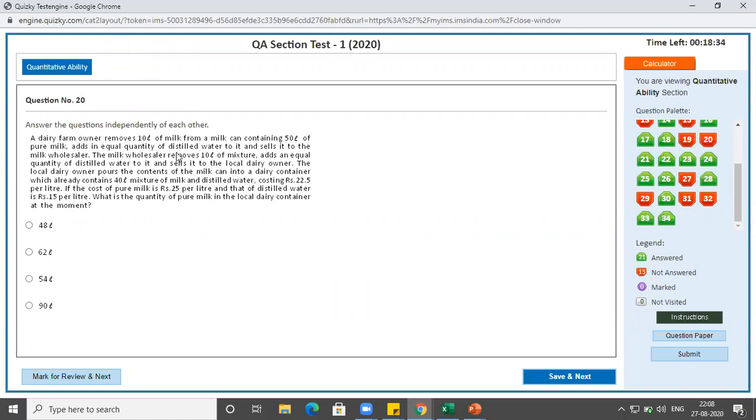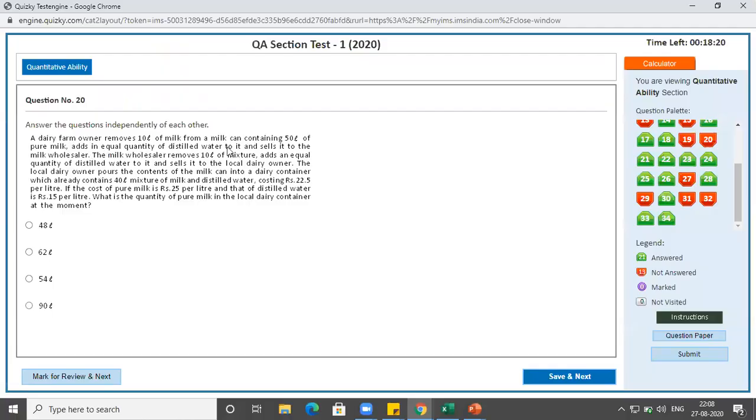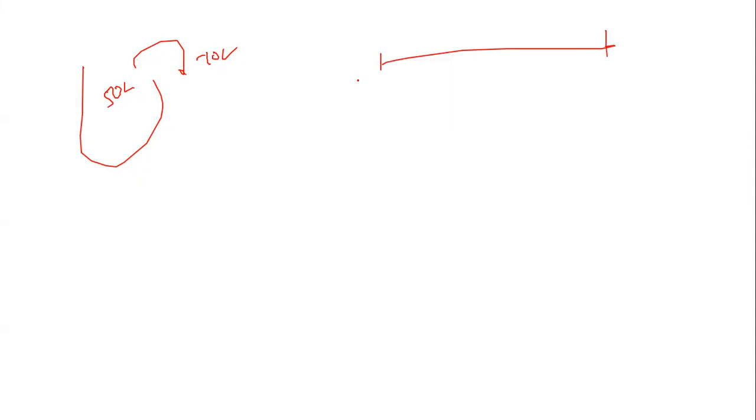Next, a dairy farm owner removes 10 liters of milk from a can containing 50 liters of pure milk. Okay, see how I attempt to mix the questions. From 50 liters, 10 liters removed. He adds an equal quantity of distilled water to it and sells it to the milk wholesaler. The milk wholesaler removes 10 liters of mixture, adds an equal quantity of distilled water to it, and sells it to the local dairy owner. Okay, so in 40 liters of pure milk, I first added 10 liters of water. So the volume ratio is 4:1. The concentration is going to be 1:4. Like 1 part away from 100% milk and 0.4 parts away.